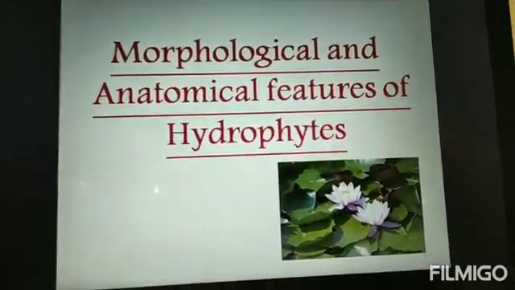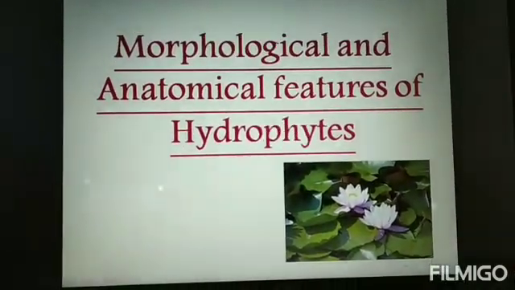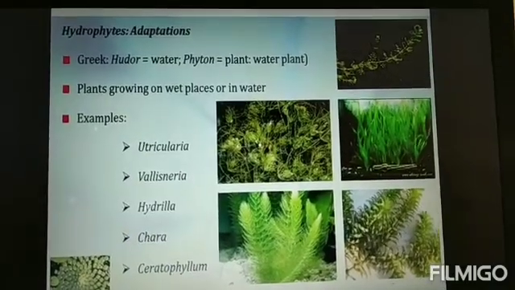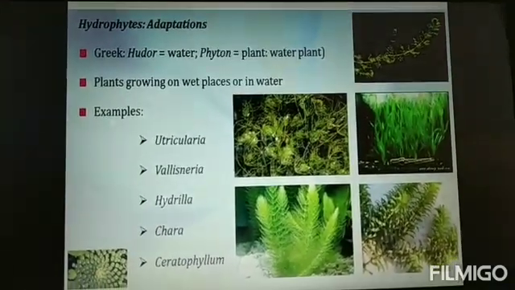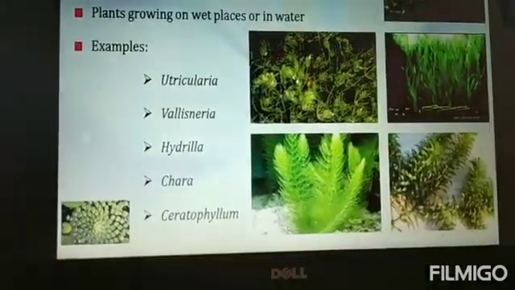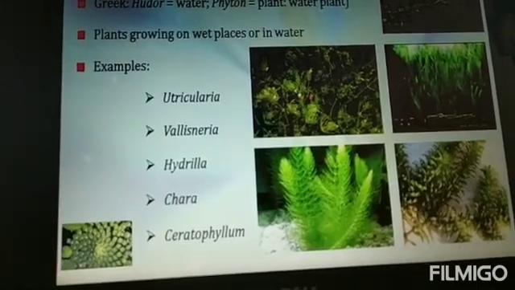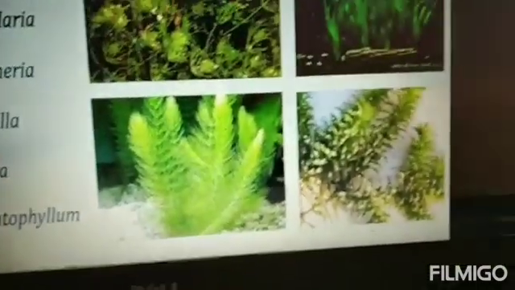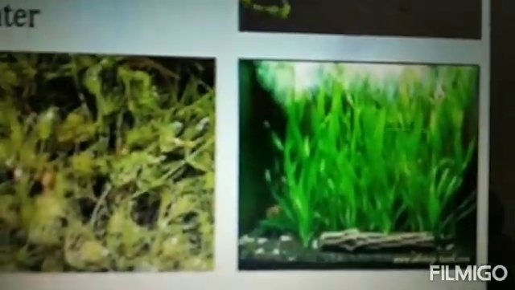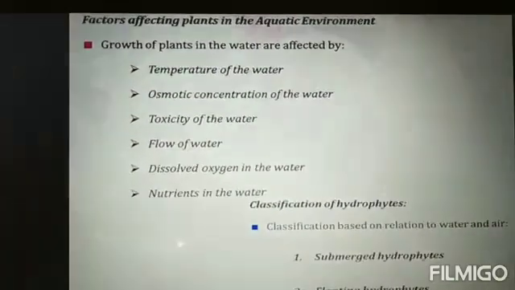Based on your syllabus, we can first look at the morphological and anatomical adaptations of the hydrophytes. Hydro means water. The plants which grow in water are called hydrophytes, for example Vallisneria, Hydrilla and Chara. This is a Hydrilla, this is a Chara and this is a Vallisneria. The plants growing in a water body are referred to as hydrophytes.